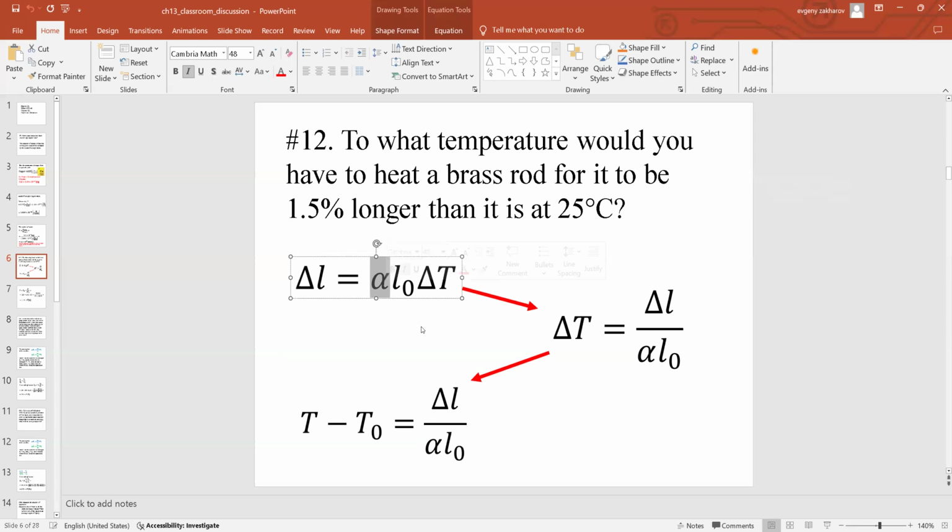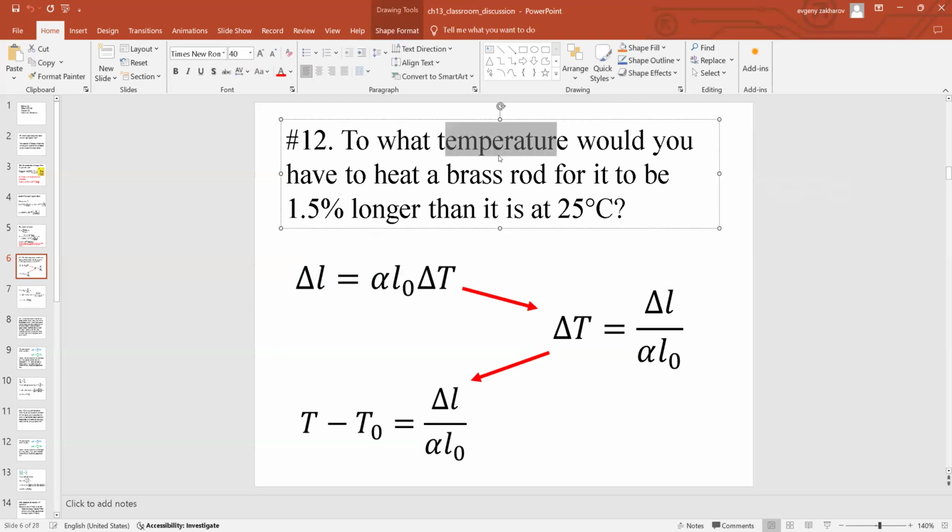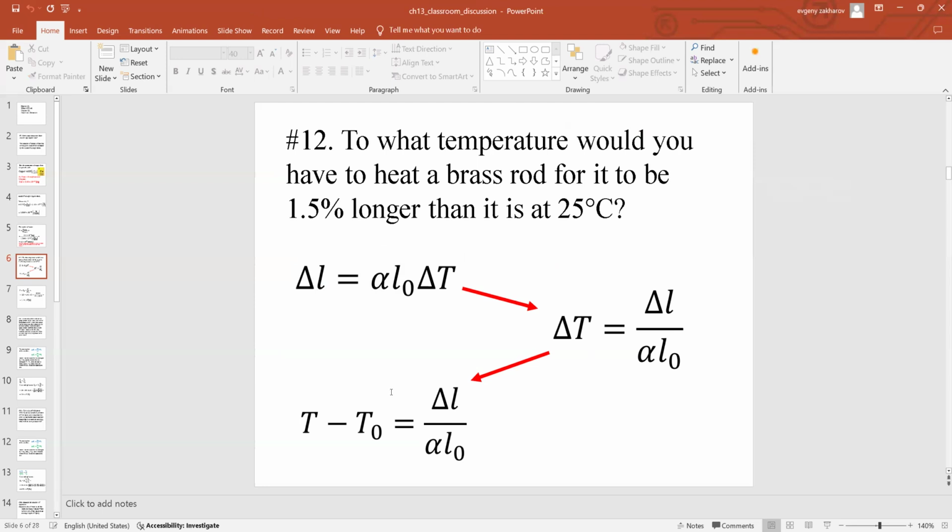Alpha is the coefficient of linear expansion that you borrow from the table. L sub 0 is the initial length. And delta T is the change in temperature. That's exactly what we want to solve for. How much of a change in temperature do we need to elongate brass, which is a certain material, and make it 1.5% longer? So solve this for delta T because temperature is unknown for this problem.